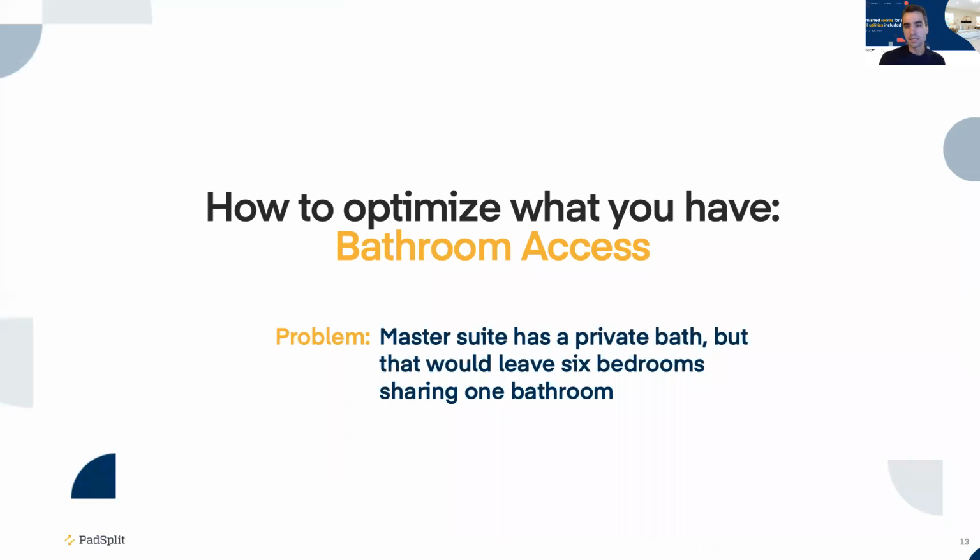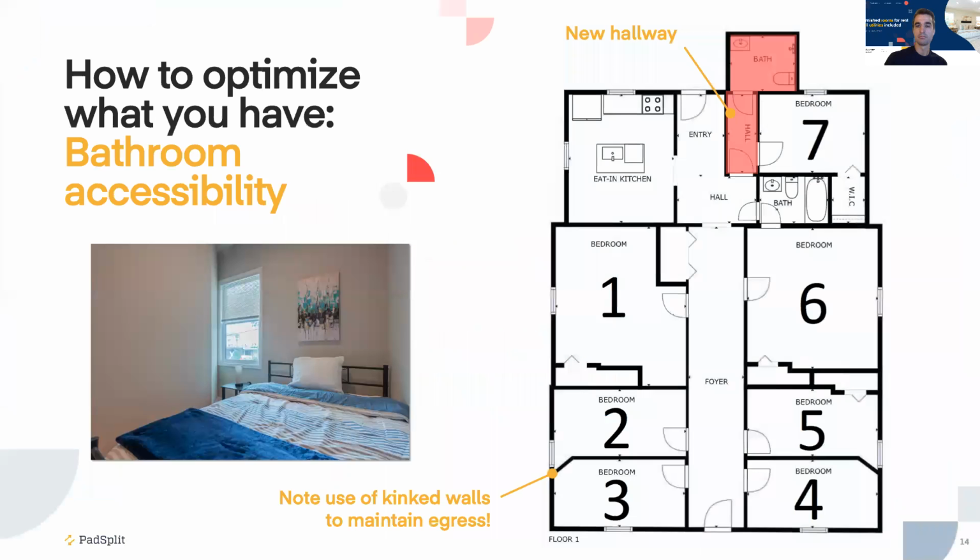All right, let's look at a slightly trickier solution. This property has a master suite with a private bath, but leaving the property as is would result in 6 other bedrooms sharing only 1 bathroom. Clearly a problem, and our standard is that no more than 4 bedrooms can share a bathroom. The host solution was to build a hallway in the master suite here to open up this master bath to the rest of the house. Now 7 bedrooms share 2 bathrooms, meeting the 4-to-1 ratio.